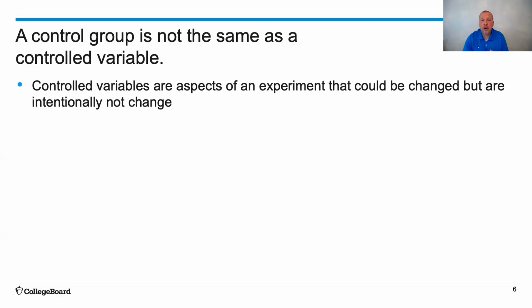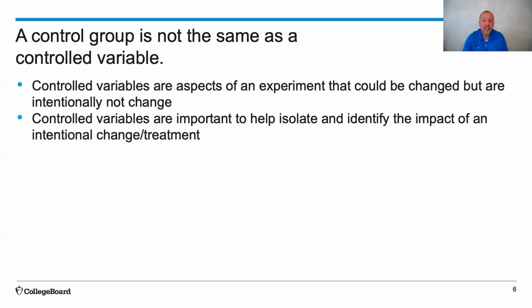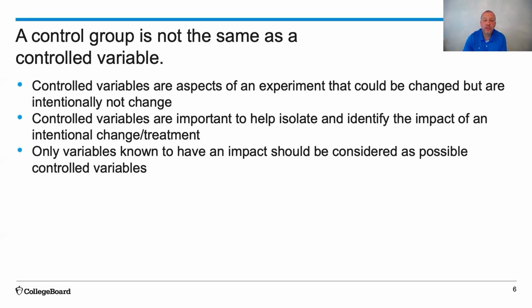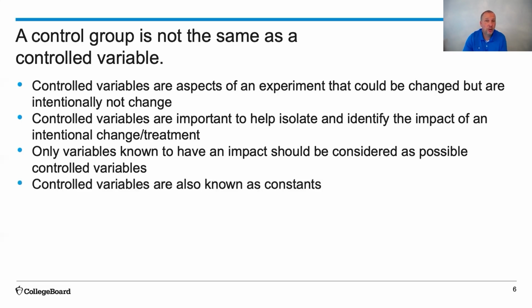Controlled variables are aspects of an experiment that could be changed but are intentionally not changed. They are important to help isolate and identify the impact of intentional change or treatment. Only variables known to have an impact should be considered as possible controlled variables. Control variables are also known as constants.